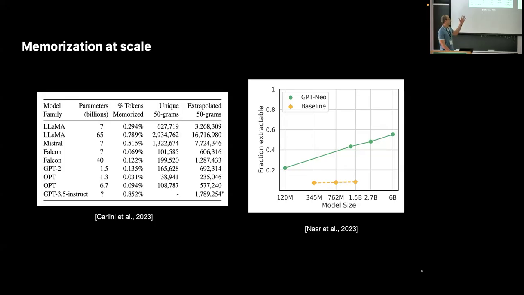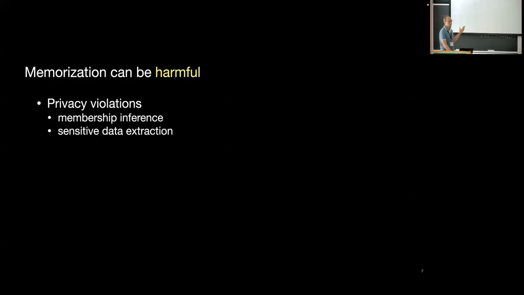There are many reasons why these phenomena attract a lot of attention, but one of the clear reasons is that memorization in some contexts can be harmful. One obvious context like this is privacy. Even label memorization can lead to so-called membership inference, being able to infer whether a certain data point is in the data set or not. And of course, if the model is trained on some sensitive data, then extraction of that sensitive data would be a significant privacy violation.